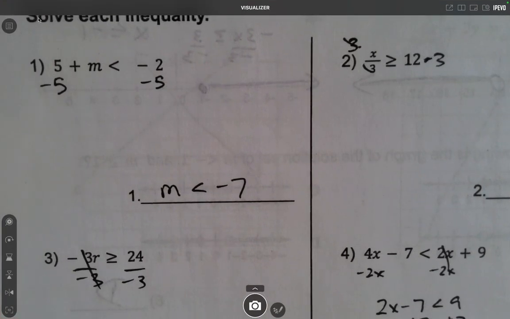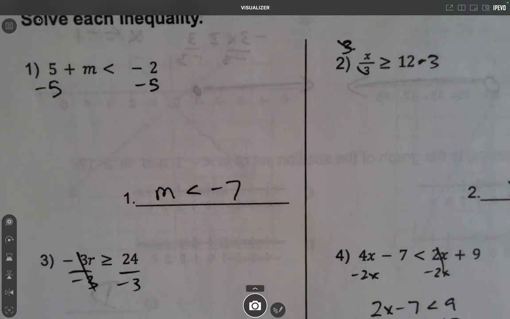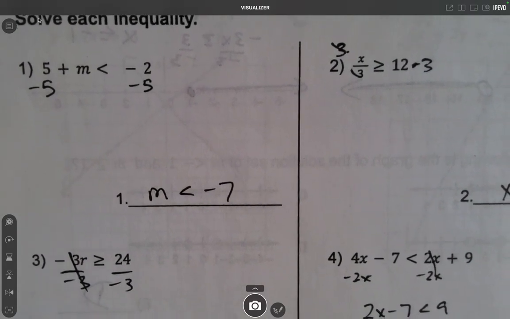Let us begin. This is the spring exam review for Algebra 1. And this portion is also for Honors Algebra 1, so it's for both of you guys. Number 1, solving each inequality.